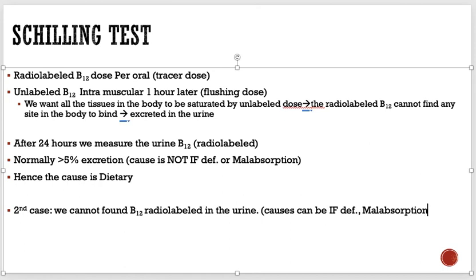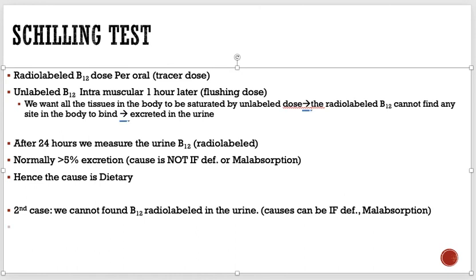Now the malabsorption can be reversible or irreversible. For example, celiac disease malabsorption is irreversible. Celiac sprue or Crohn disease, these kinds of malabsorptions are irreversible. But in some cases, there is bacterial overgrowth in the intestines. So if we kill that bacteria, we can reverse that malabsorption.